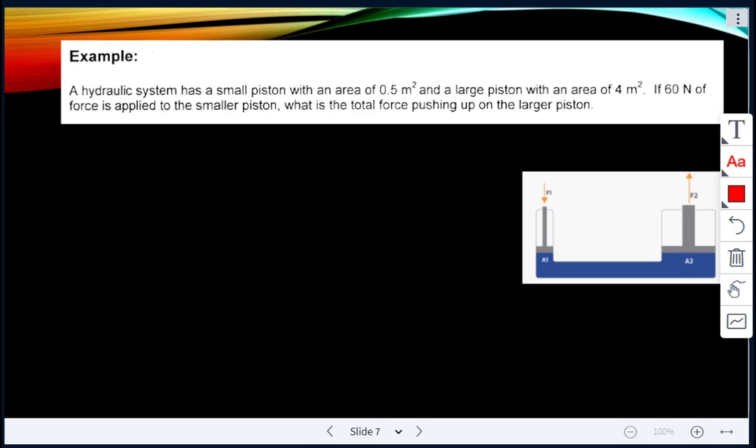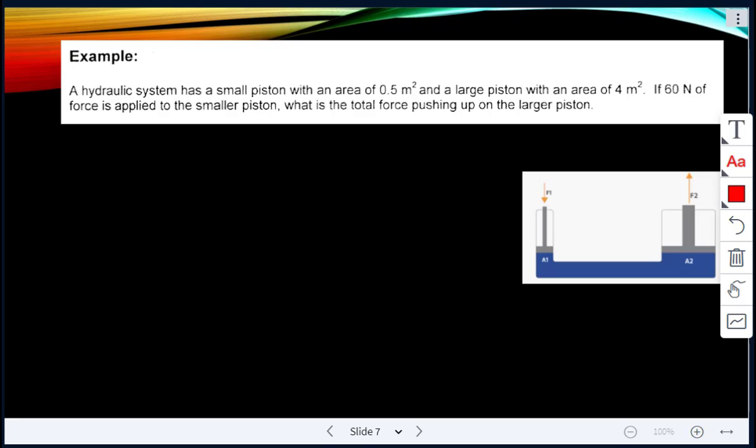So a hydraulic system has a small piston with an area of 0.5 meters squared and a large piston with an area of 4 meters squared. If 60 newtons of force is applied to the smaller piston, what is the total force pushing up on the larger piston?